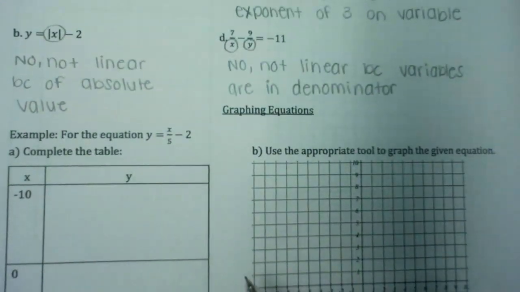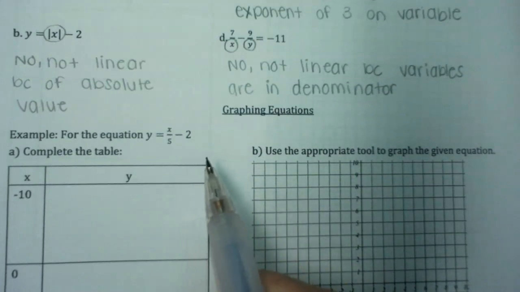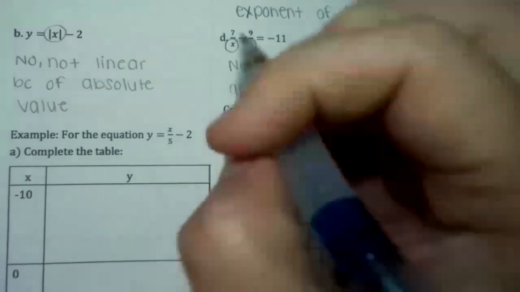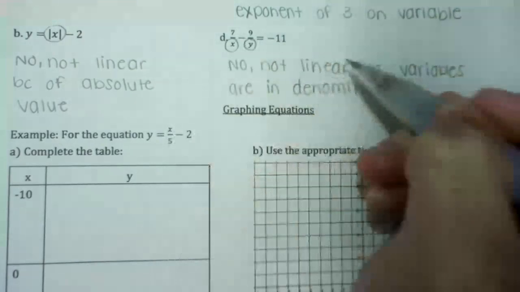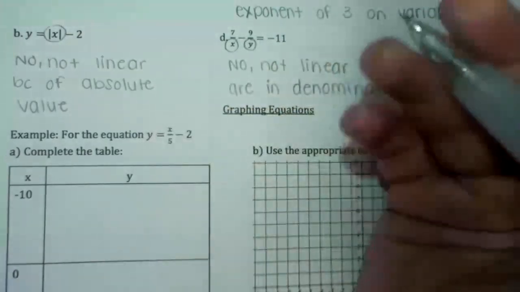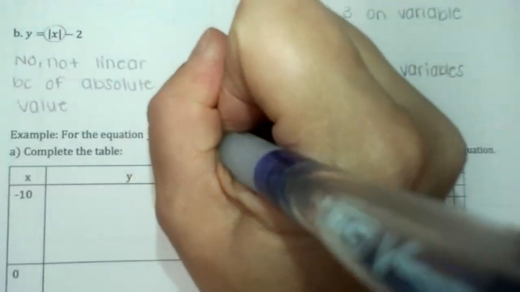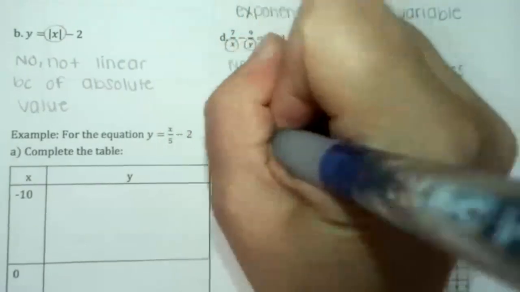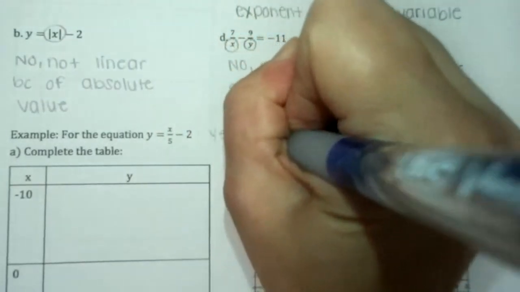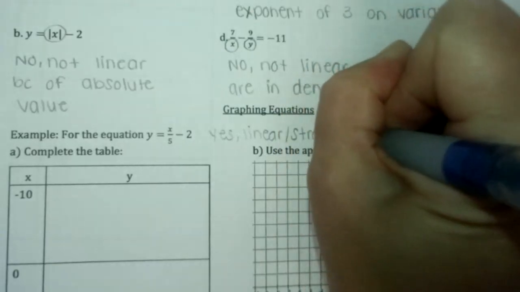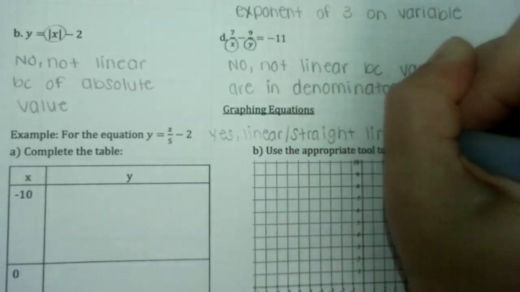So let's use that to now graph some equations. This first example, it says for the equation y equals x divided by 5 minus 2, just by looking at it, is this linear? Yeah, I mean, I have a fraction, but my variable's in the top, not in the bottom. So whenever I graph this, it's still y to the first power, x to the first power. So this is going to be linear. So it's going to be a straight line. I can keep that in the back of my mind so whenever I graph it, I know what it's going to look like.